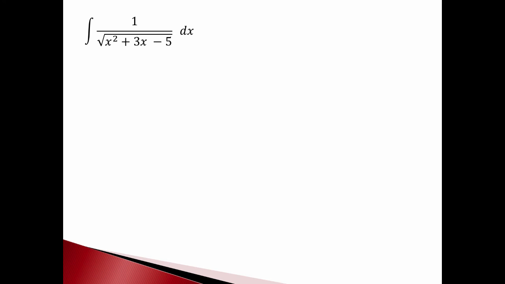Suppose I had this integral of 1 over the square root of x squared plus 3x minus 5. Like we saw on the last screen, the trick is to do completing the square, and we turn this into x plus 3 halves all squared minus 29/4. That's all underneath my square root.